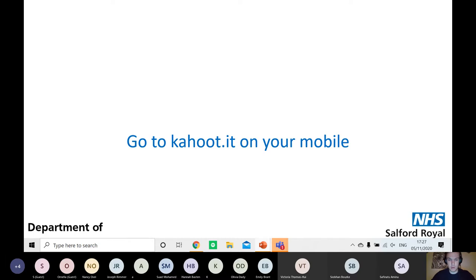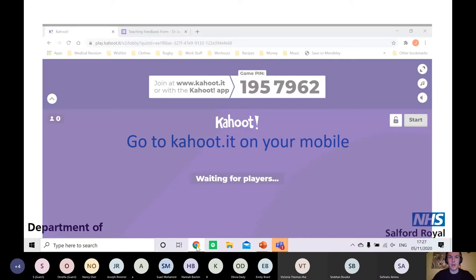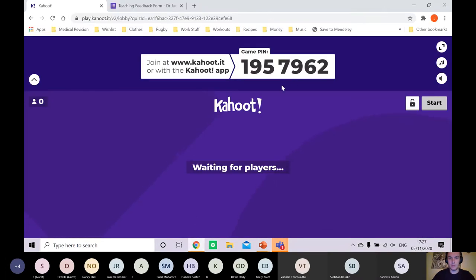So the code that you need, if you can all go to Kahoot.it and use this pin, 1957962, that's going to allow us to go through some of the questions and give you a little bit of feedback on what you know and what you need to do a little bit more reading around. I'll give you just a minute to do that, and I'll be back in a sec.